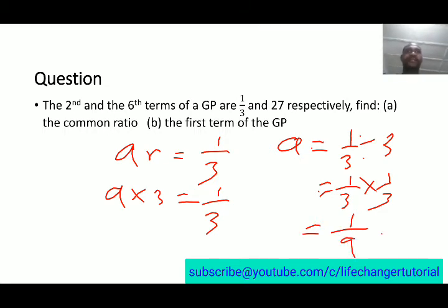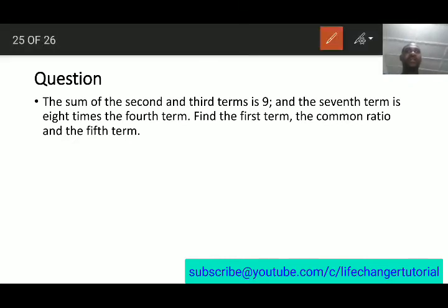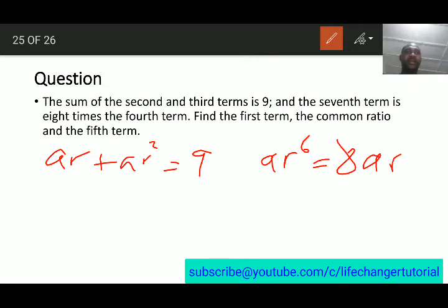This is quite interesting. We see another question: the sum of the second and third terms is 9, that's of a GP. And the seventh term is 8 times the fourth term. Find the first term, the common ratio, and the fifth term. This is quite, I use the word confusing, but it's not impossible. Now, the sum of the second and third terms. The second term is AR, plus the third term is AR^2, and the question says it is equal to 9. Now, the second statement says the seventh term is 8 times the fourth term. So the seventh term is AR^6, equal to 8 times the fourth term, which is AR^3. This is simple.